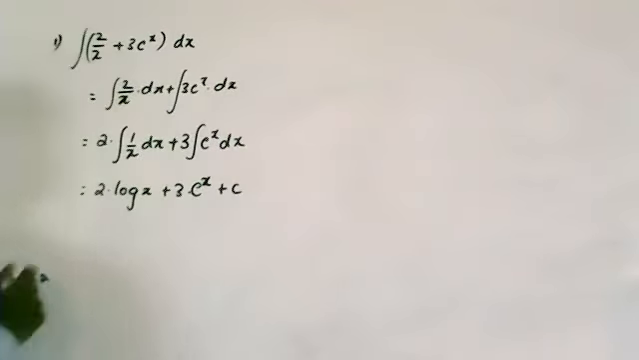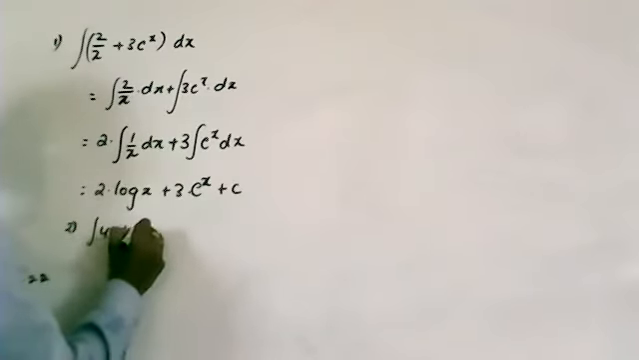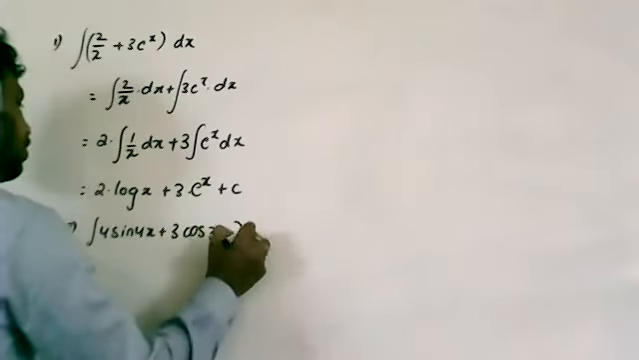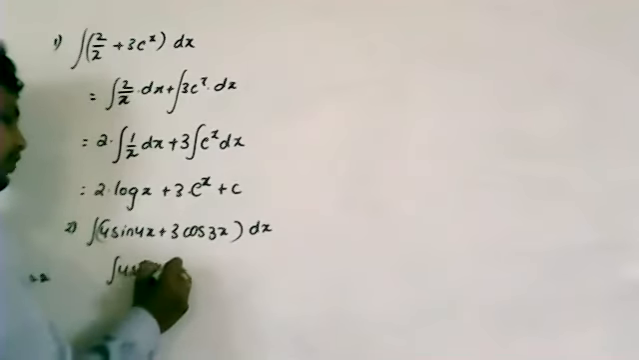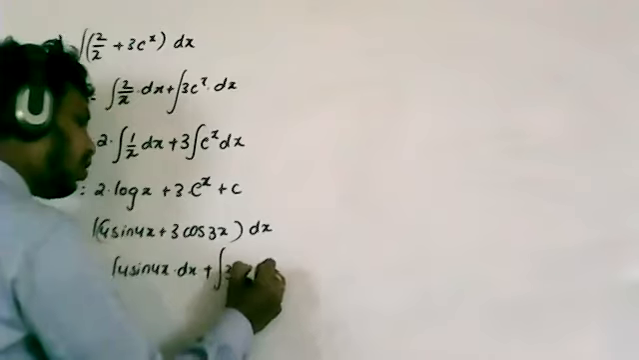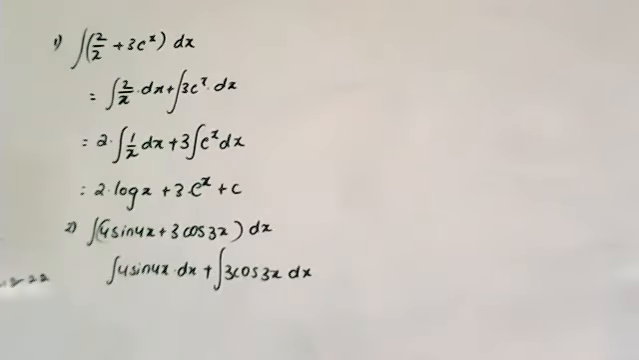Now the second one is, integration of 4 sin x plus 3 cos 3x into dx. So this is the second question. Clear? This is the second question. Now in this we can write like this. So integration of 4 sin 4x into dx plus integration of 3 cos 3x into dx. So we can write like this.